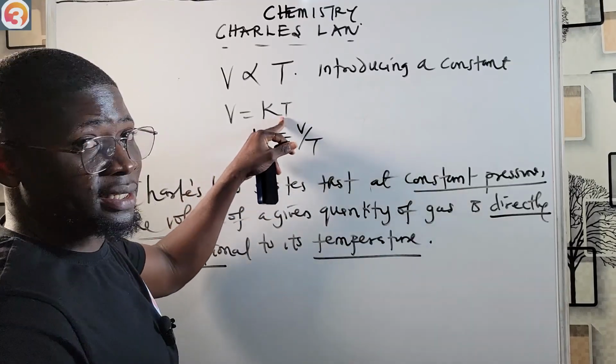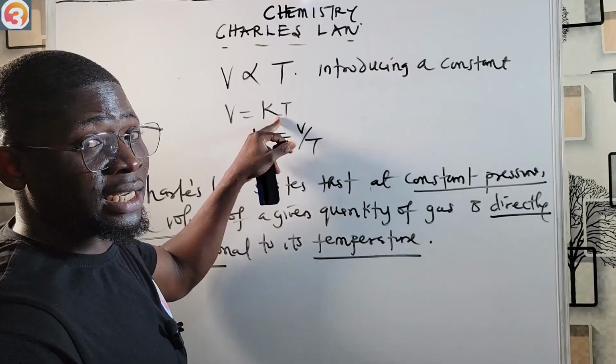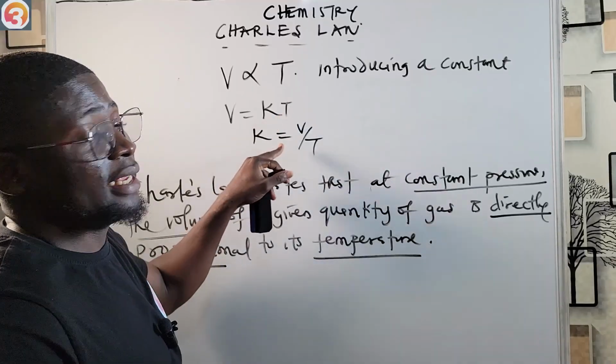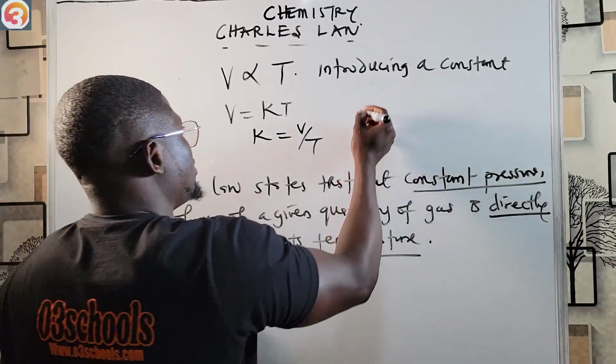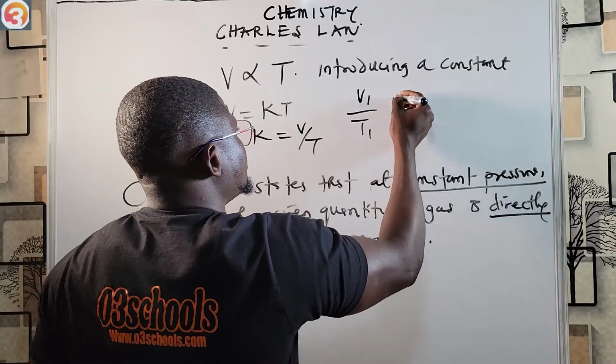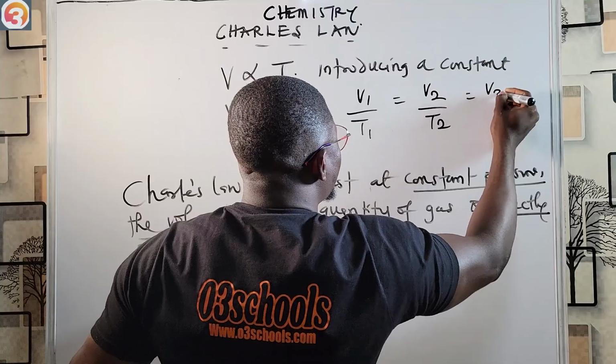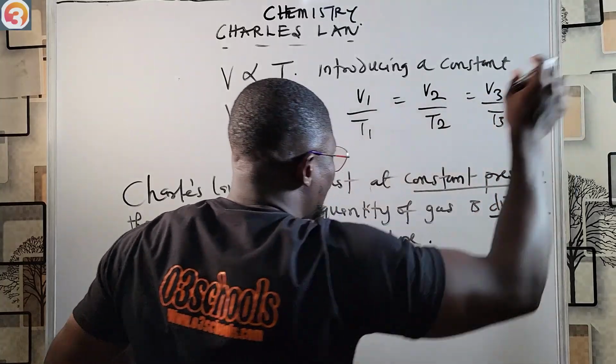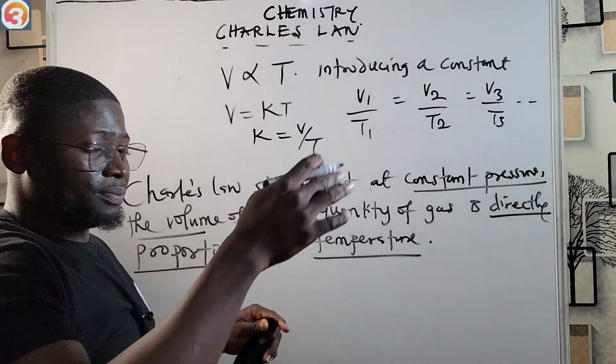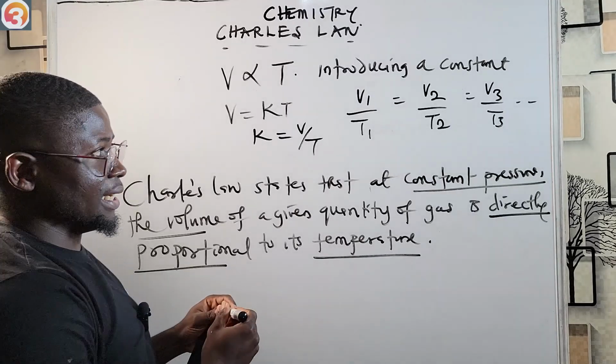I divide both sides by T, so that I can leave the constant on one side. K will be equal to V over T, and this means that V1 over T1 is equal to V2 over T2. It's equal to V3 over T3, and so on and so forth, if you are considering several other gases.